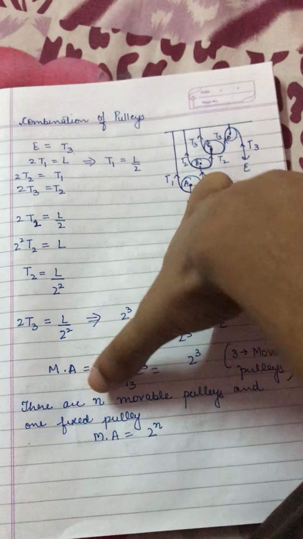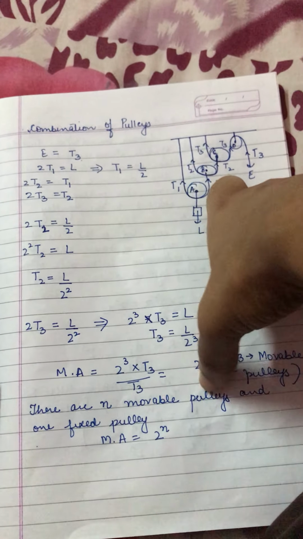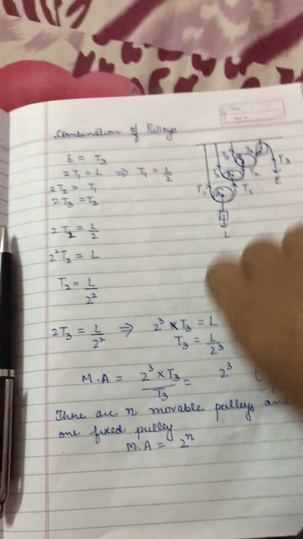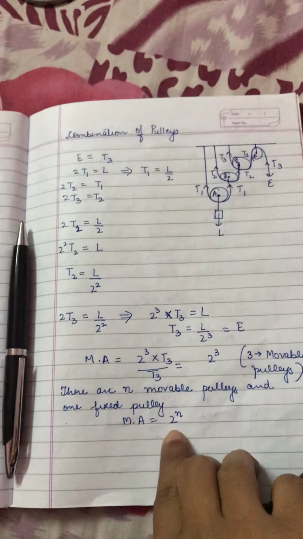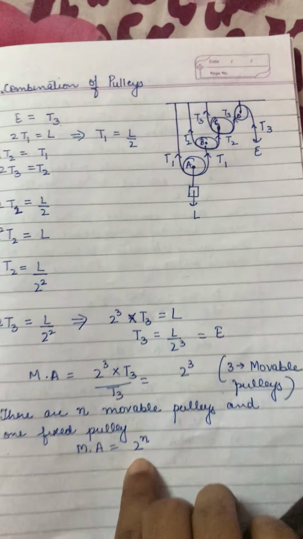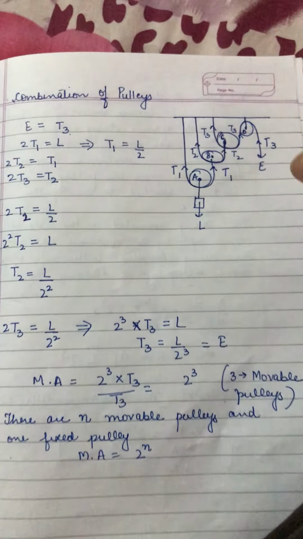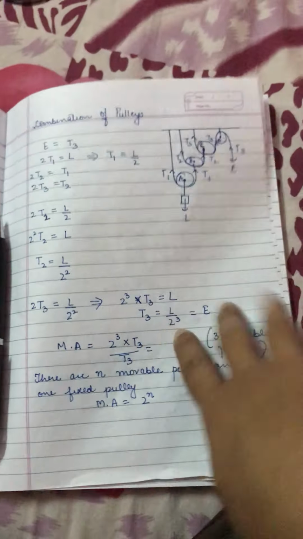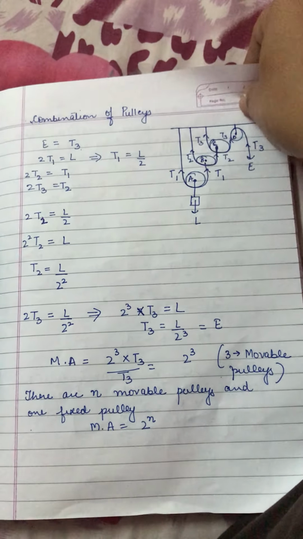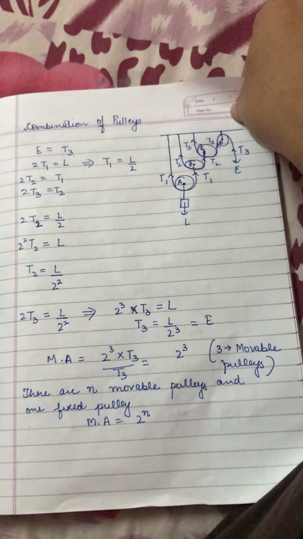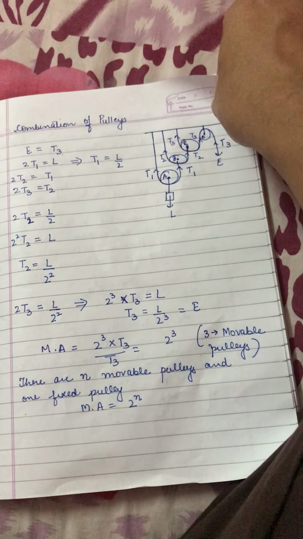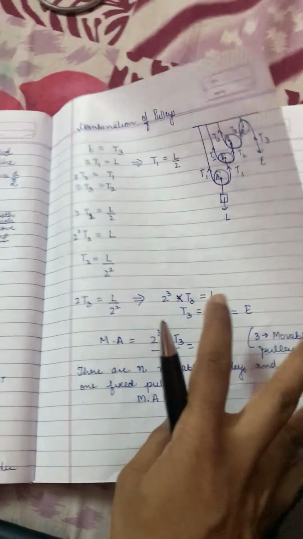So from this, if we are having n movable pulleys, the mechanical advantage is 2 raised to power n. But in this case what we are having? We are having different strings. For different strings we are having different tensions. That is a combination of pulleys.